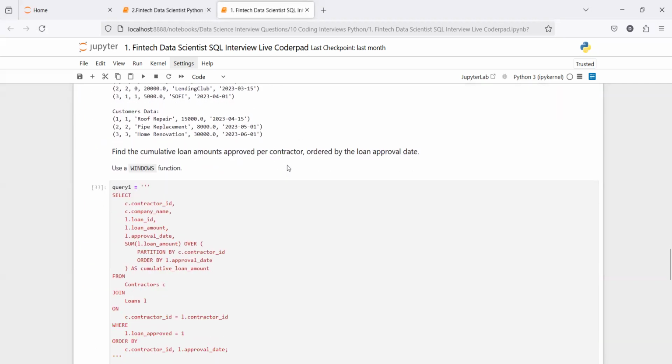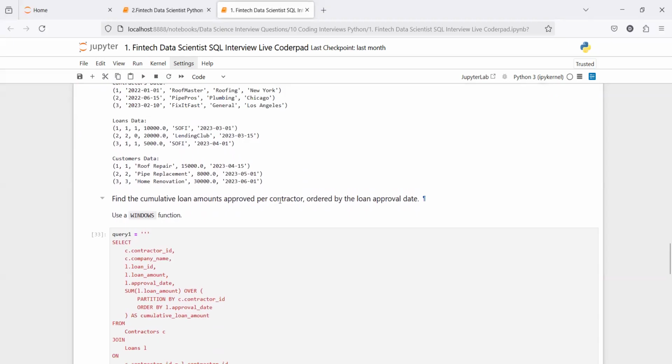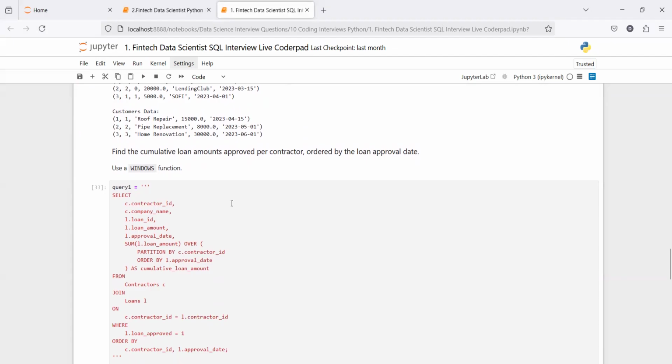Loans approved per contractor. This is where we could use a window function. That's something that also should be picked up on. And then it has to be ordered by the loan approval date. So: find the cumulative loan amounts approved per contractor ordered by loan approval date. In these kinds of problems, the first thing is identifying exactly what it's saying and then proceeding to build your code.